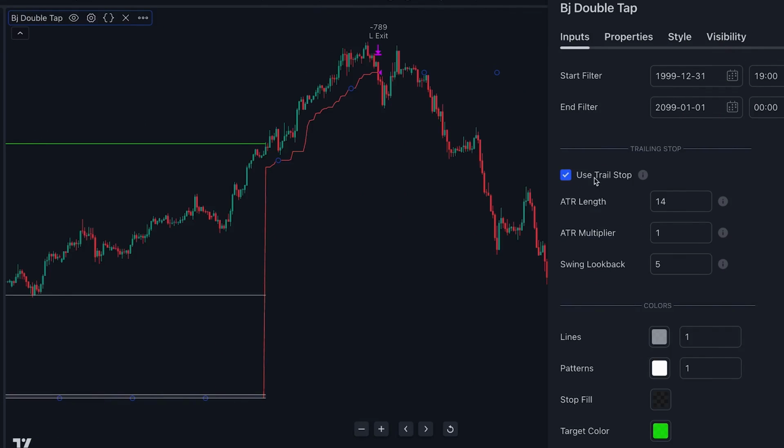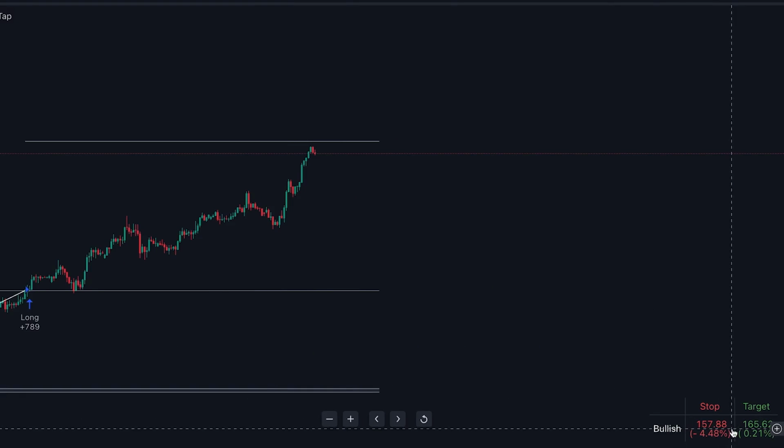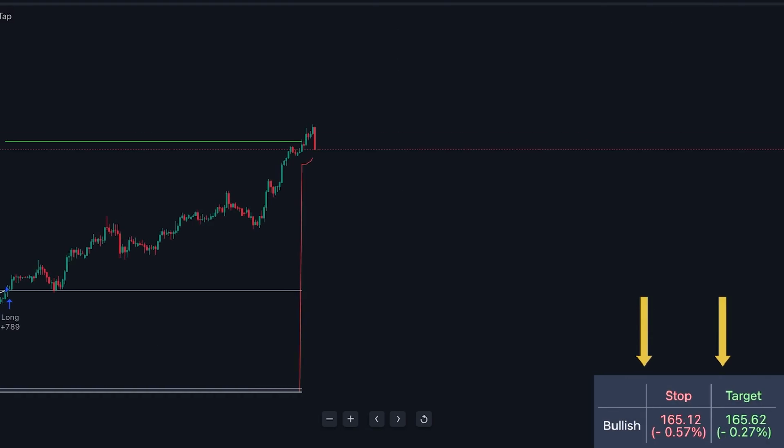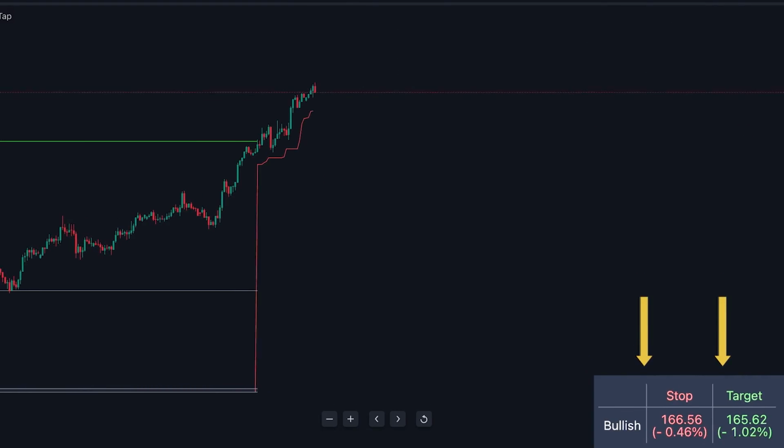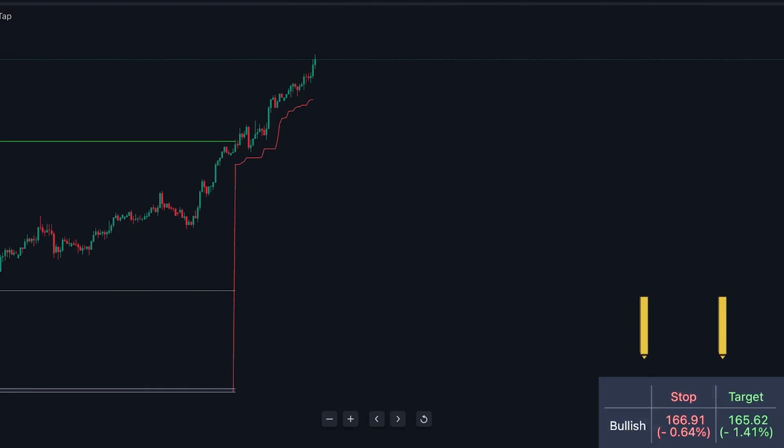And finally, if we scroll all the way down, we have settings for the table and labels. We want to ensure that this is enabled. When in a trade, you will notice that a table will appear in the bottom right of the chart to indicate if the trade is in profit and at what percentage the trade is running.